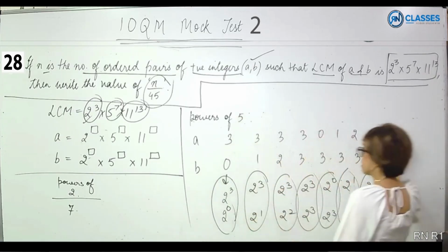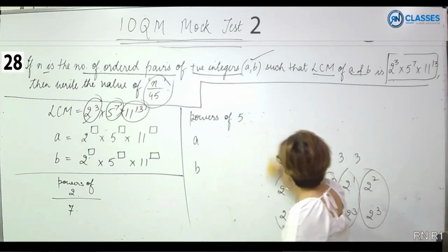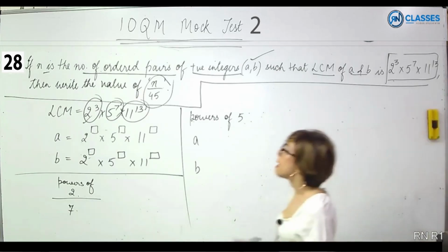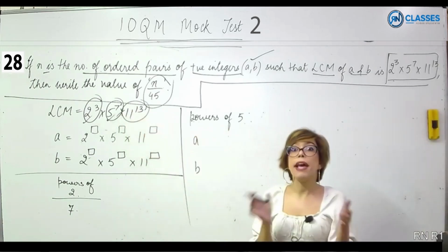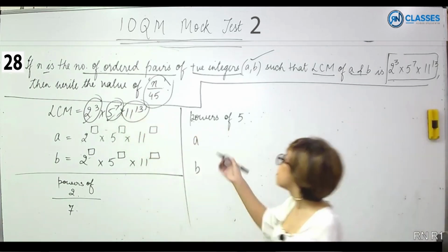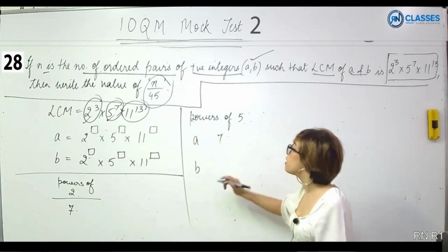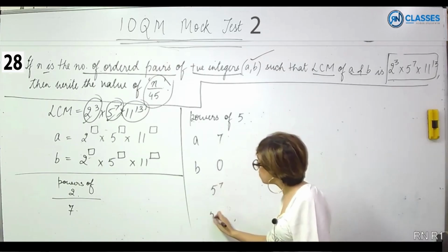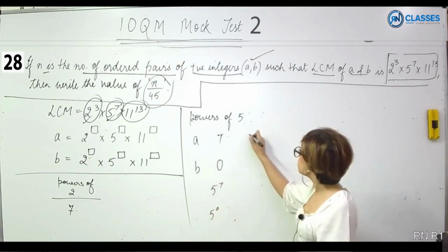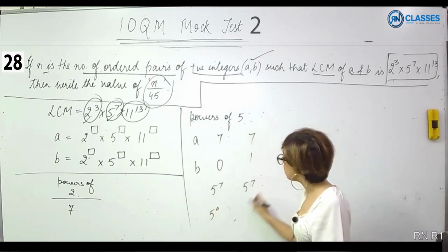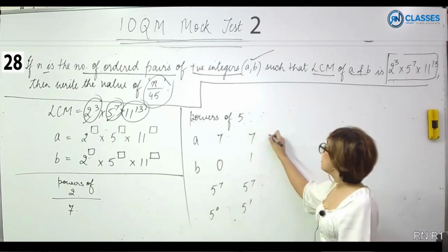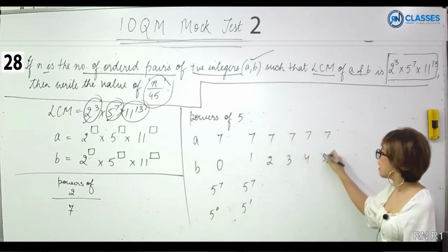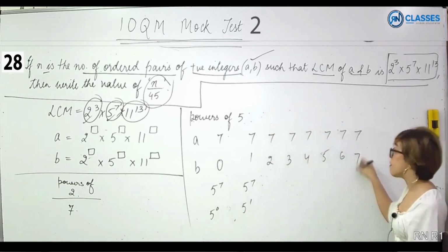So, I will erase this now. Let me talk about the power of 5. Now he says my LCM has 5 raised to 7. That means the highest of the powers is 7. Maybe A has 7. Corresponding to this, maybe the power here is 0. So that means 5 raised to 7, 5 raised to 0. Another case, 7 and 1, as in 5 raised to 7, 5 raised to 1. Next 7 and 2, 7 and 3, 7 and 4, 7 and 5, 7 and 6, 7 and 7.